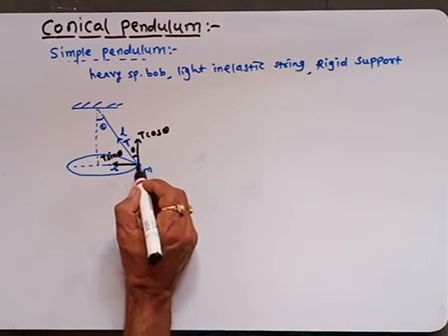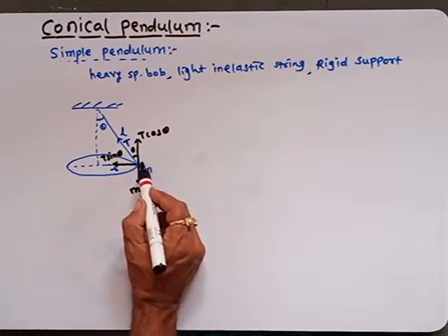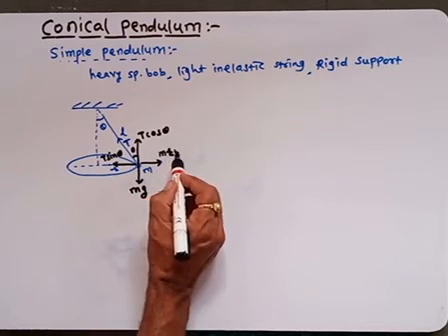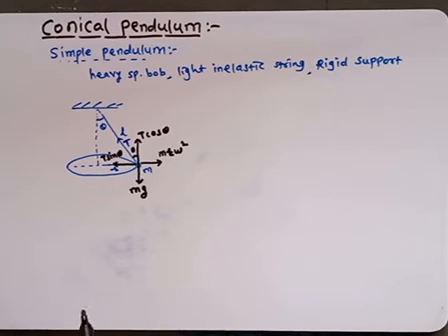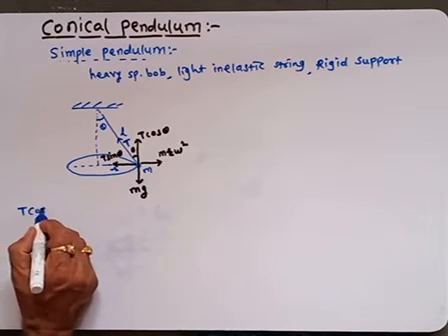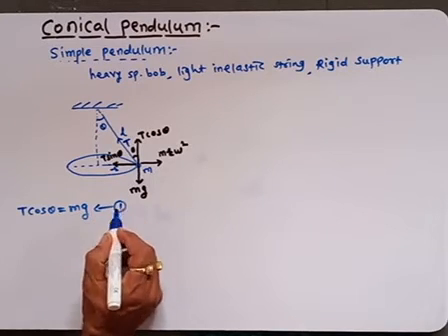Now the weight mg acts in the downward direction and the centrifugal force acts away from the center, we write m r omega square. This is the centripetal force. T is resolved into two components: T cos theta is the vertical component, T sin theta is the horizontal component. Then T cos theta is completely balanced by the weight of the bob. Therefore the first equation: T cos theta is equal to mg. Suppose this is equation number 1.